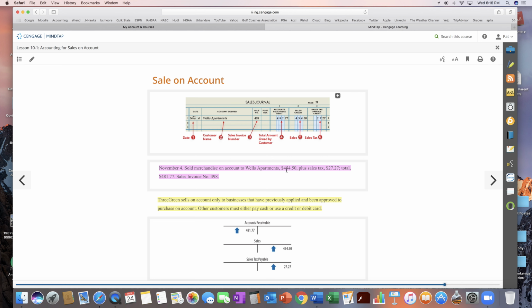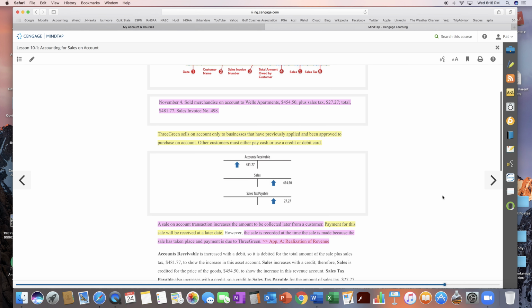Other examples, they'll just give you this number, and you will have to multiply it by 0.06 or by whatever the sales tax percentage is. And then you will place the sales tax payable here. Both sales and sales tax payable are increased with credits. So that's why you see the credit. And both these 2 credits, when added up, is what we will charge our customer, Wells Apartments, for this example. So the debit has to equal the 2 credits, kind of like what we're used to.